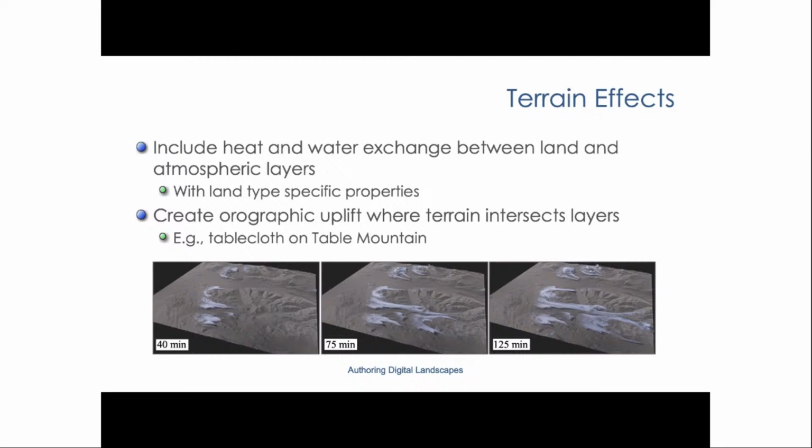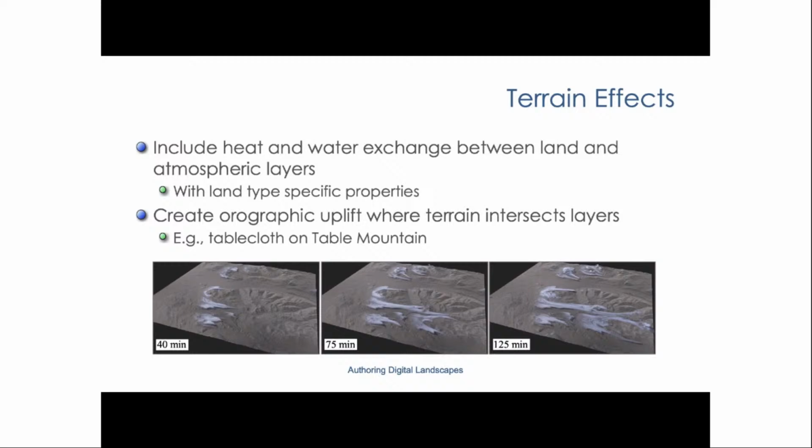We also simulate the case where the wind is forced upwards by the slope of mountainsides, and you get condensation and cloud formation as that air is carried upwards into cooler layers. This is typical of mountainous areas. For example, where I live in South Africa, we have a layer of cloud forming on the top of a flat table mountain. That's called the tablecloth. And it's an example of orographic uplift, which we can simulate with our system.